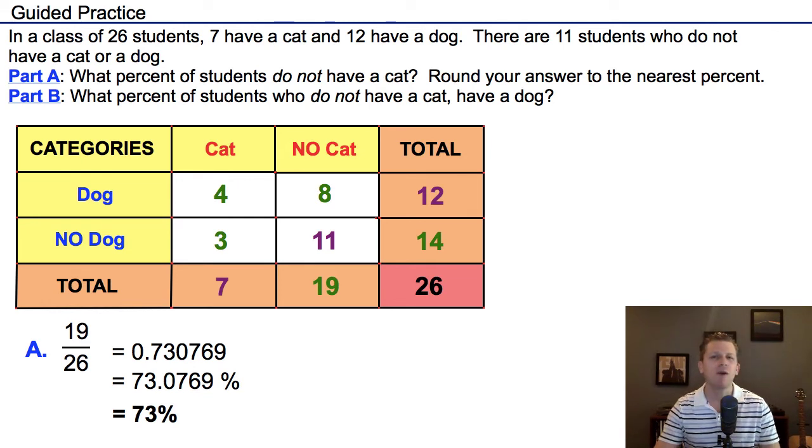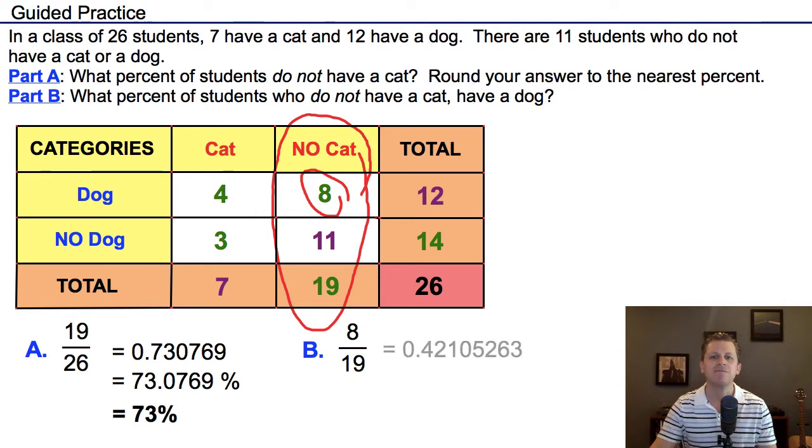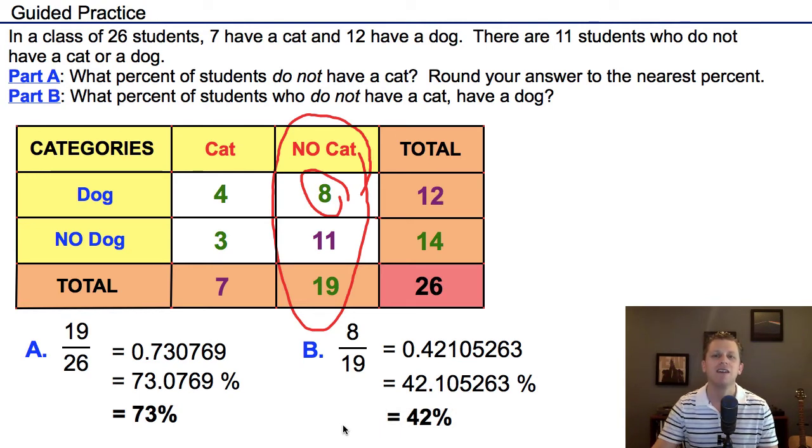Notice I don't care about all students here. I'm not asking what percent of all students. I want to know what percent of the students who do not have a cat have a dog. So for this part, part B, I only care about the students who do not have a cat. These are the students that do not have a cat. And of those, how many have a dog? It looks like of those 19 students, 8 of them have a dog. So for part B, it's going to be the probability of 8 over 19. To make that a percent, divide, multiply by 100, and rounding, I can see that 42% of students who do not have a cat have a dog.